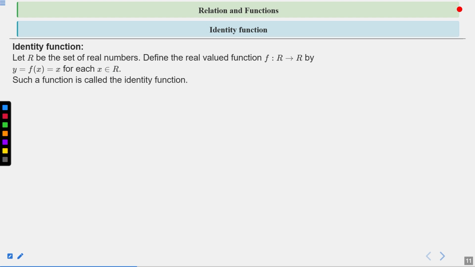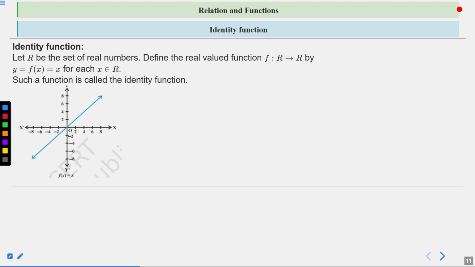So such a function is called the identity function. Whatever the input, the output is the same. So f(x) is equal to x. If you plot the graph for y equals x, you will get a straight line passing through the origin, as you can see.